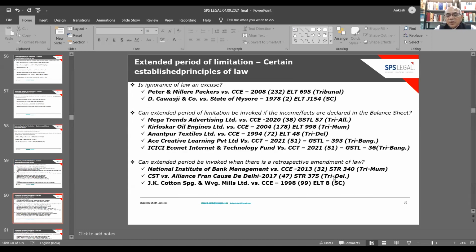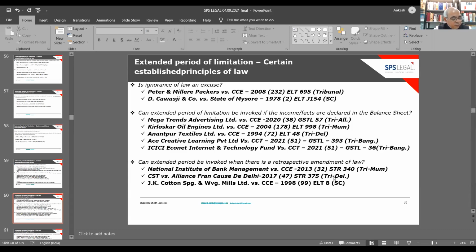Is ignorance of law an excuse? This is again a jurisprudential principle. There has been a debate on this. I would only say this is a subject by itself, but has there ever been a law that says ignorance of law is not an excuse?